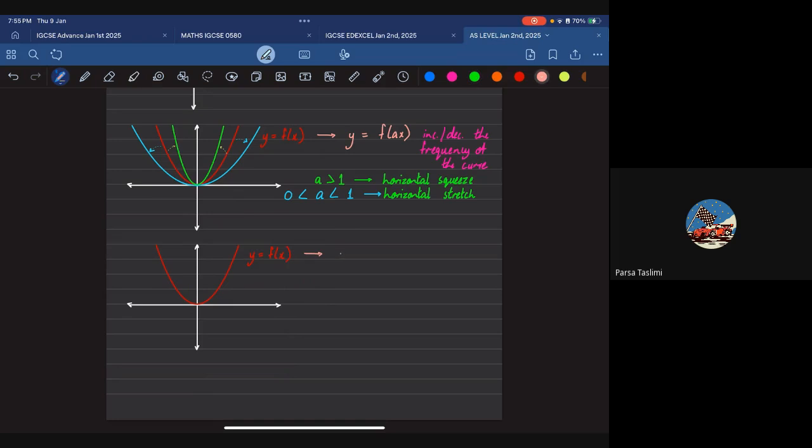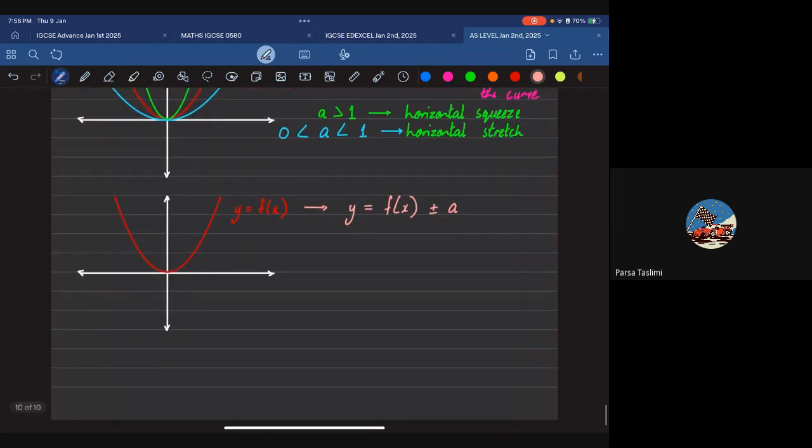What if you add something to the equation? We're done with multiplication. Let's do addition now. So for example, when that happens, that was f of x, but you're adding something to the entire equation. It can be plus or minus a, adding or subtracting, whatever it is. You can do both.